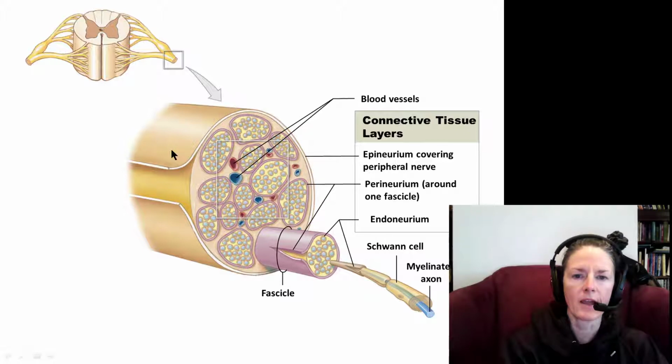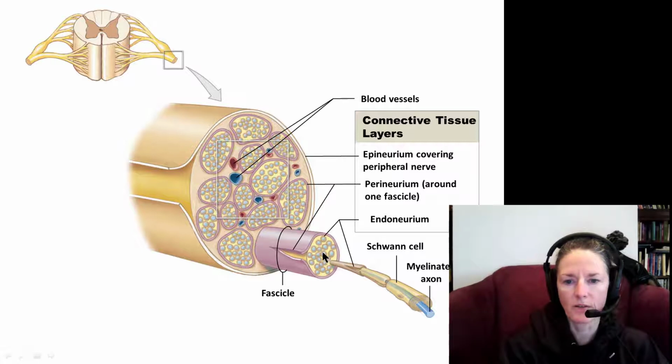Here is our epineurium, and that's going to cover the peripheral nerve. And then we're going to have these fascicles, which are bundles of axons. And then we have the individual axons here.